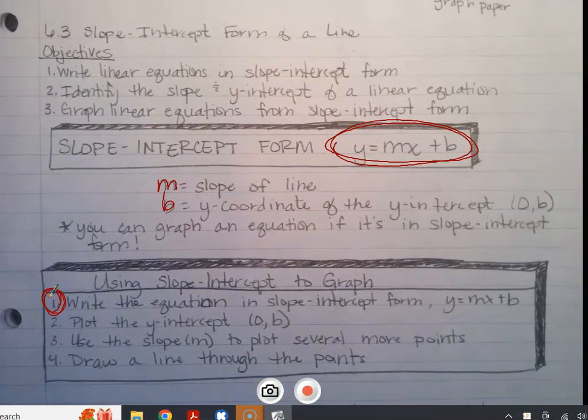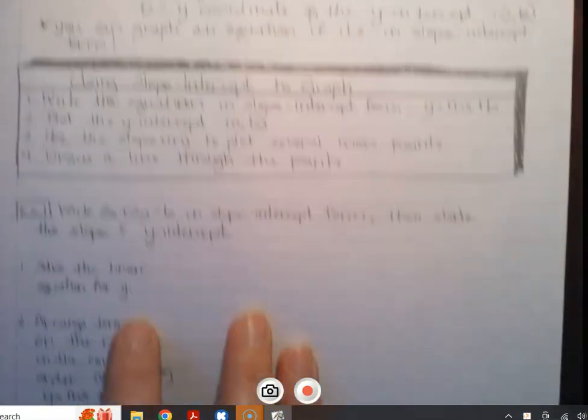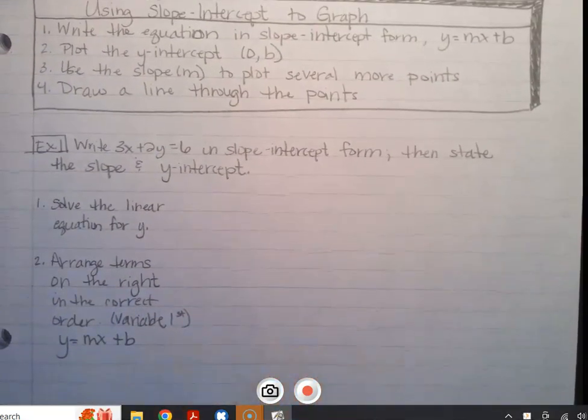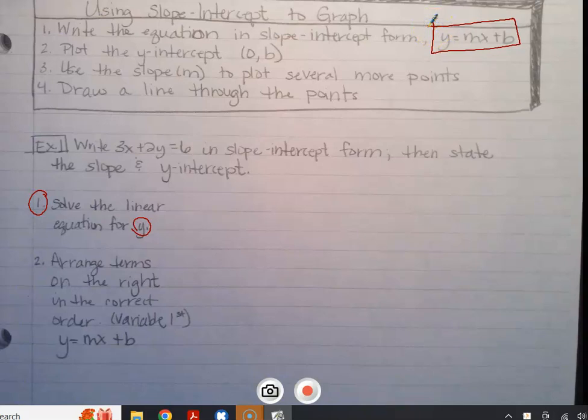Okay, so let's try example 1, because I know you all can do it. It's just keeping your work organized, which is so very important. All right, so example 1. Write 3x plus 2y equals 6 in slope-intercept form. Then state the slope and the y-intercept. So step 1 is the same here, even though it's written differently. Solve the linear equation for y. We've got to get it in this form, y equals mx plus b. So we've got 3x plus 2y equals 6. We need to solve for y.